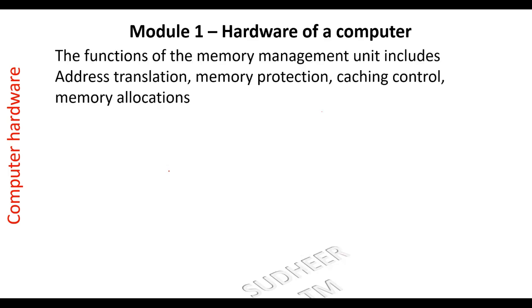So the functions of the memory management unit include address translation. We already discussed it: it translates the virtual address into a physical address. Then memory protection, preventing unwanted operations. Then caching control. Cache memory is a memory system that we will see in the next class. So there is a memory called cache memory.